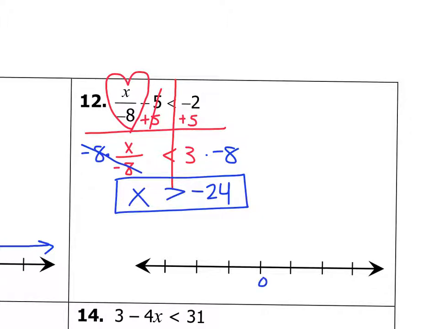So start with 0, put negative 24 over on the negative side. Open or closed circle? Open, shaded to the right.